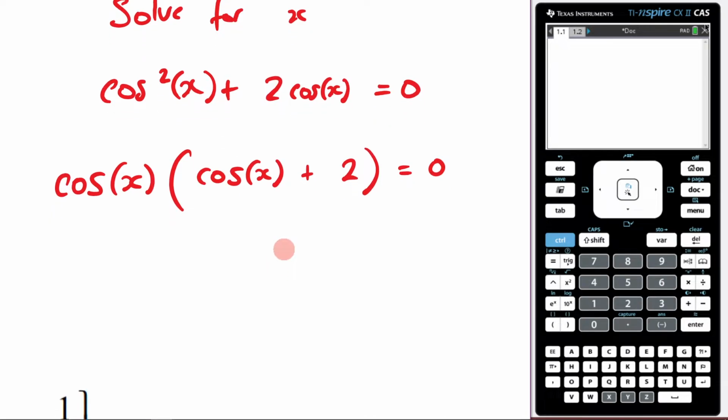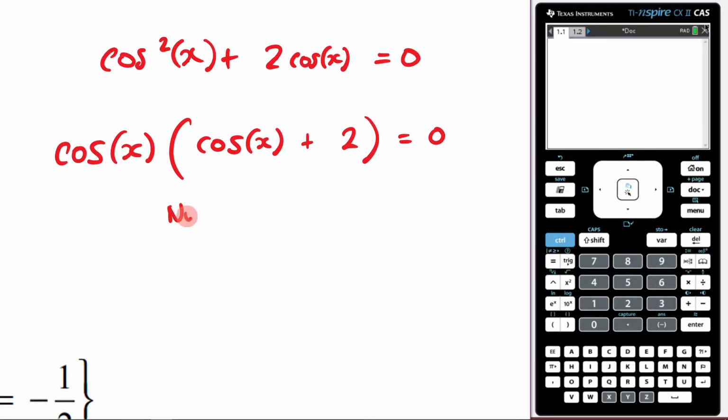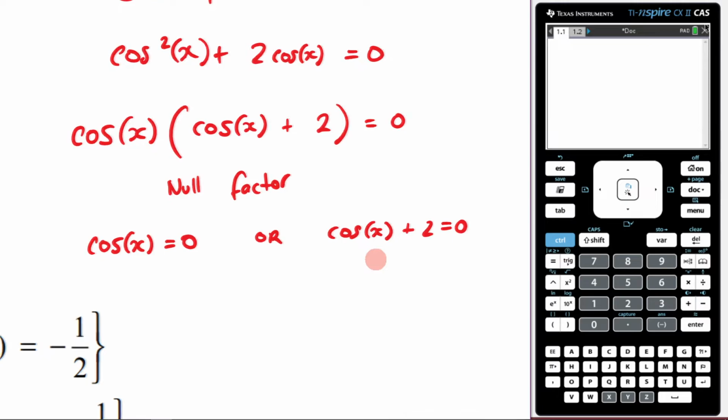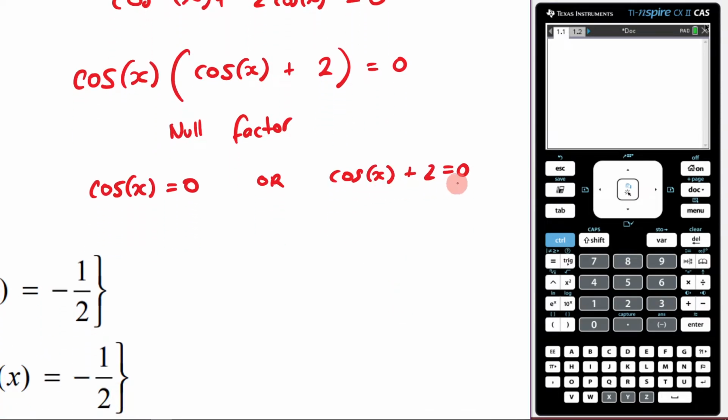Okay, now we can use our null factor law, which tells me that if I have two things being multiplied together being equal to 0, either cos of x is equal to 0, or cos of x plus 2 is equal to 0. Now, cos of x plus 2 is equal to 0 looks a bit odd. Let's rearrange it. That's saying that cos of x is equal to negative 2. And we know that there are no solutions for which this exists.